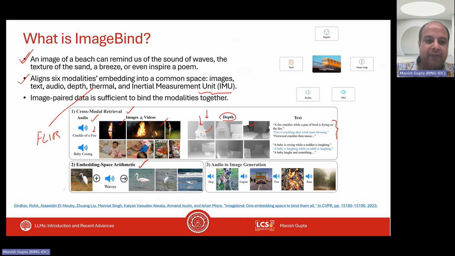So you could basically have this image of a crane or a bird, right? And you can have the sound of waves, right? And then it can actually generate images of basically the same bird in the sea or on the shore and so on. Okay. You could also use this kind of model for audio to image generation. So given an audio, can you generate an image? Barking audio, generate a dog, or train audio, generate a train image, and so on and so forth.